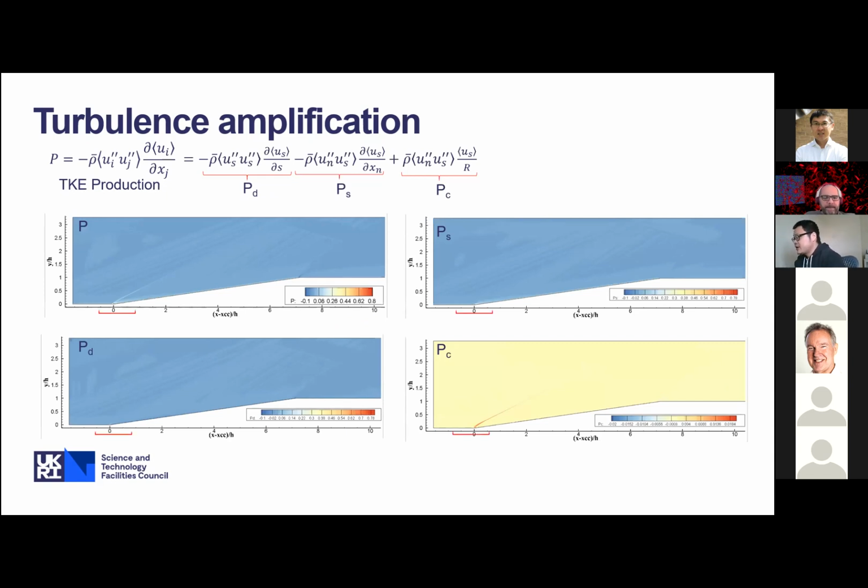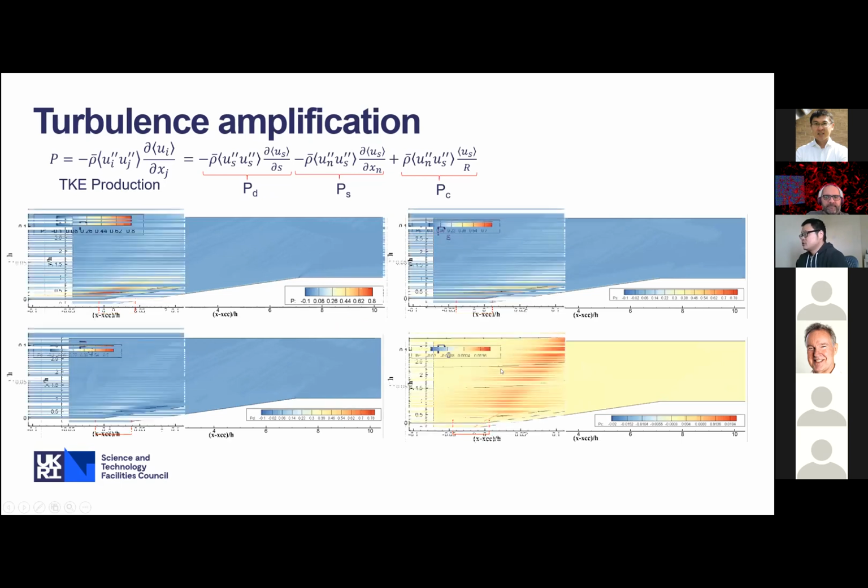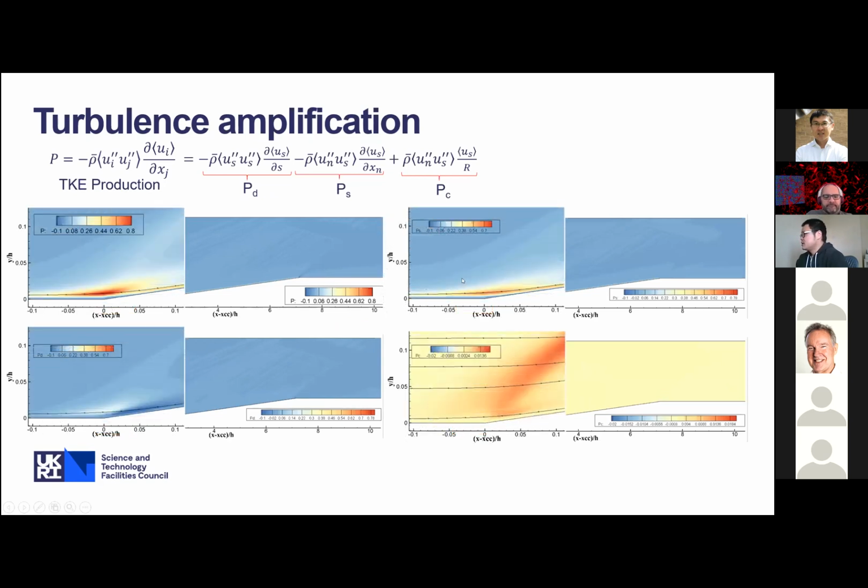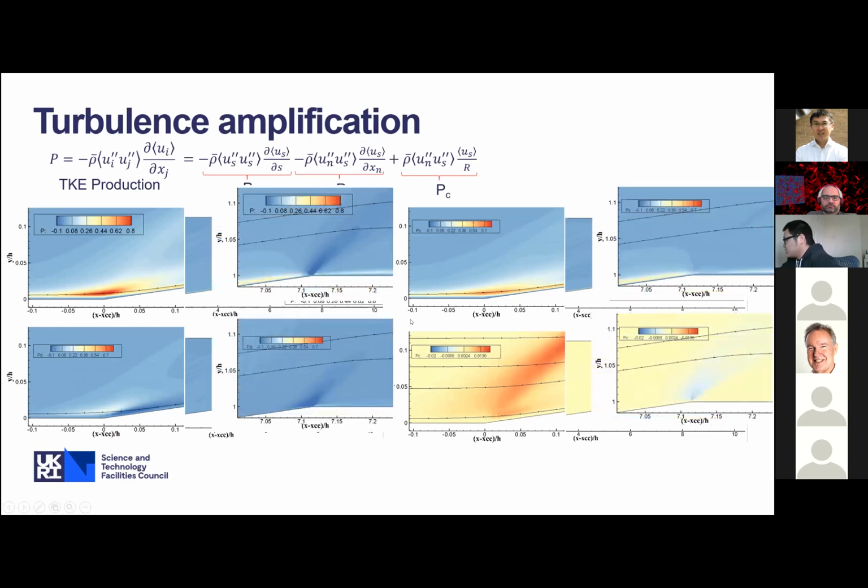So this is the 8 degree case. This is the total production. This is the shear-driven term. This is the deceleration, and this is the curvature-driven term. So we see that in this case, the amplification of TKE is still mainly caused by the shear, and the curvature term is one order lower than the other terms. For the expansion corner area, the reduction of production, however, is mainly caused by the deceleration.